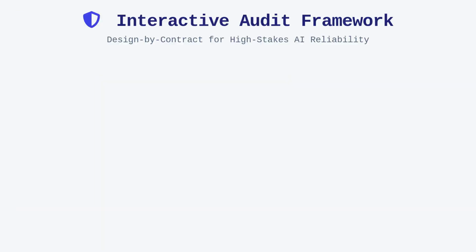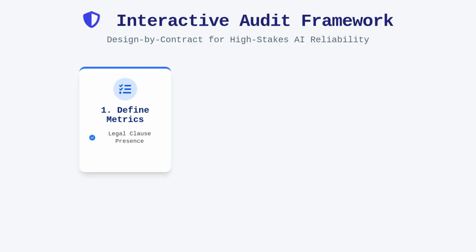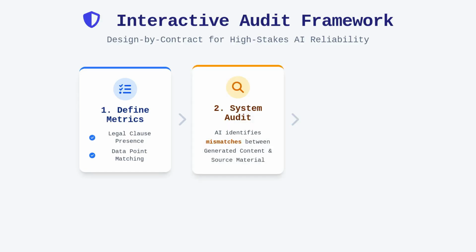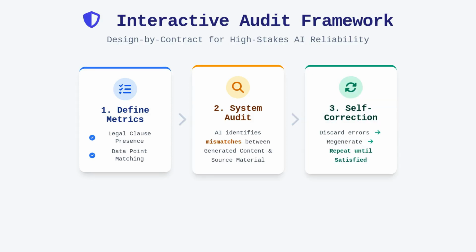In high-stakes environments such as legal review or technical compliance, such interactive audits are not optional, but essential for system reliability. You should define clear metrics for the internal audit, such as checking for the presence of specific legal clauses or confirming that all data points match the source material provided in the input. If the AI detects a mismatch, it must trigger a self-correction loop where it discards the erroneous portion and regenerates the content based on the identified flaw. This process should continue until the model confirms that all audit criteria have been successfully satisfied.